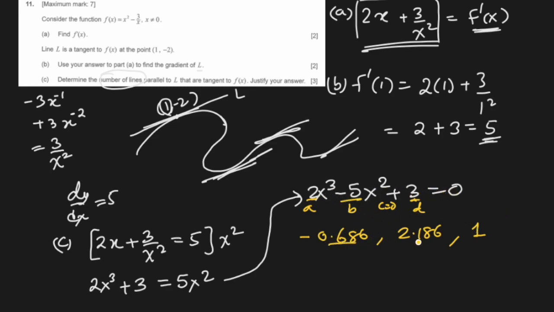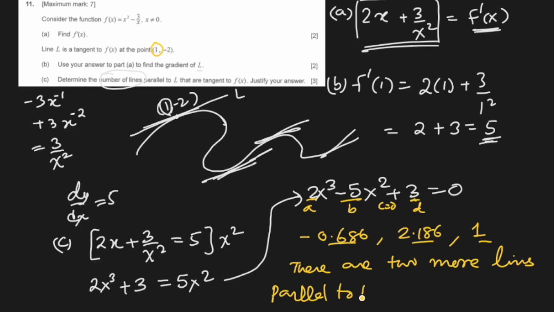So this is a cubic equation. It has 3 roots, 3 solutions. So the answer is there are 2 lines parallel to L, because 1 is already with us, right? They have given this one already. So there are 2 more lines parallel to L and tangent to f(x).